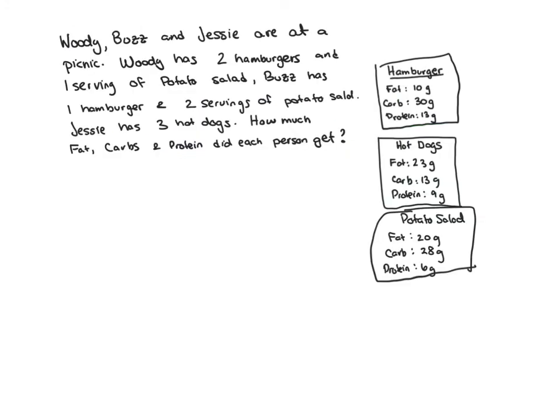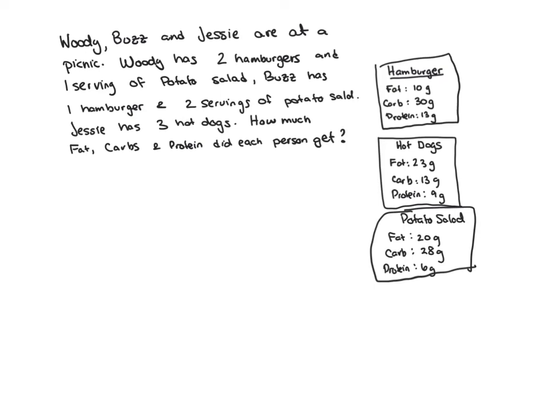All right, so let's say our Toy Story characters, Woody, Buzz, and Jessie, are all at a picnic. Woody has two hamburgers and 1 serving of potato salad. Buzz has 1 hamburger and 2 servings of potato salad. And Jessie has 3 hot dogs. And we want to know how many carbs, fat, and protein each person gets.